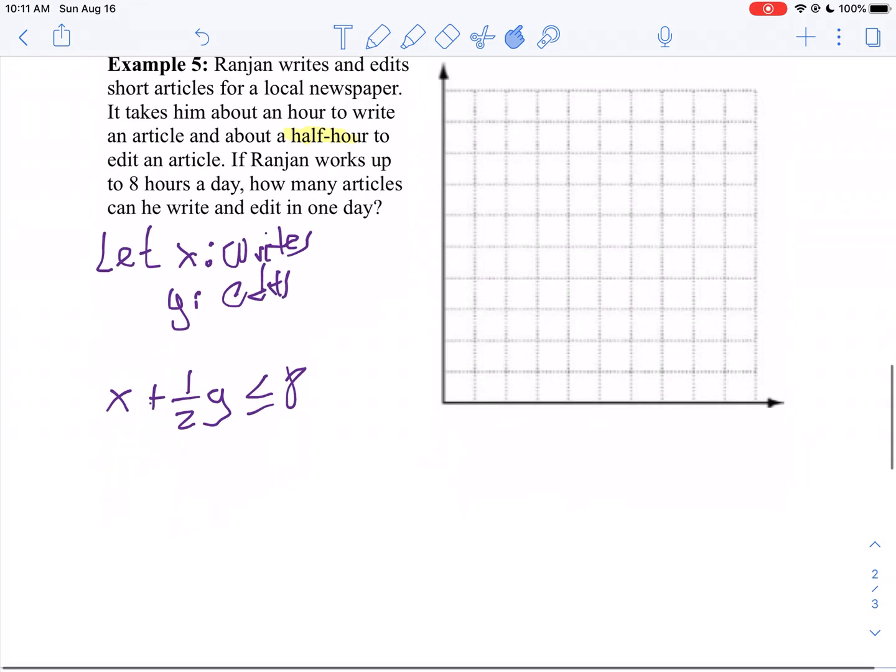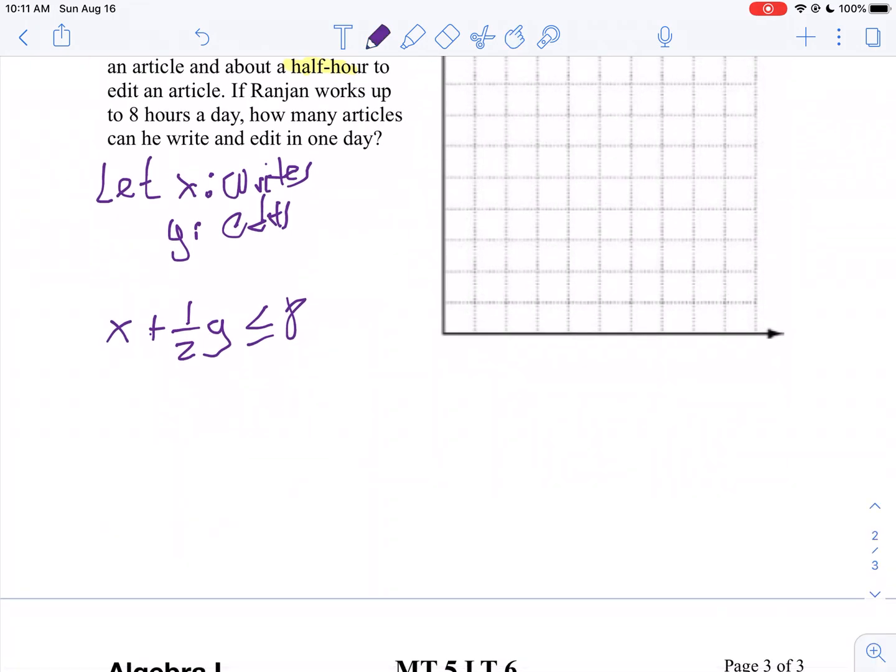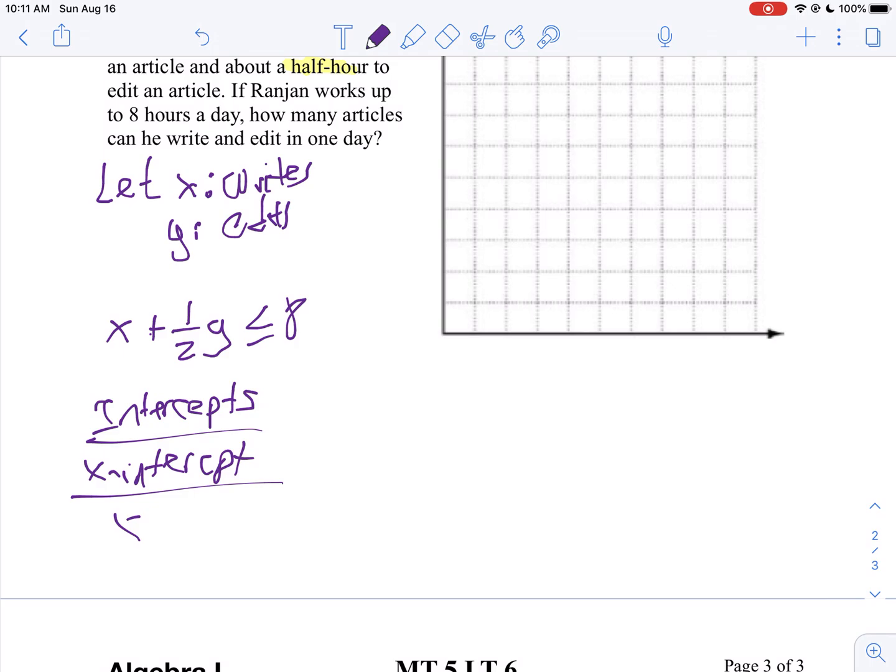I think on this one, let's use the intercepts. And notice I gave you a hint on the graph. He can't do negative articles or negative work. So everything's going to be positive. So for your x-intercept, remember when you do your x-intercept, we make y 0. So that one works out really nice. X equals 8.